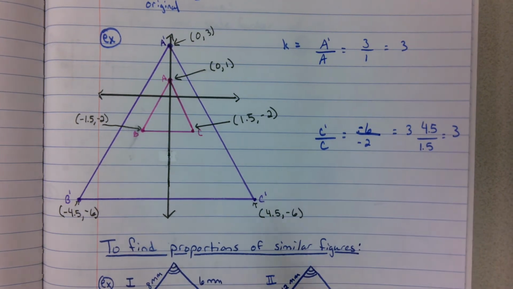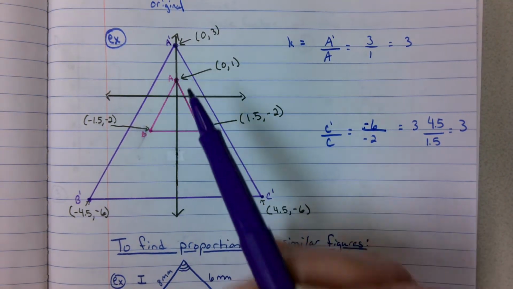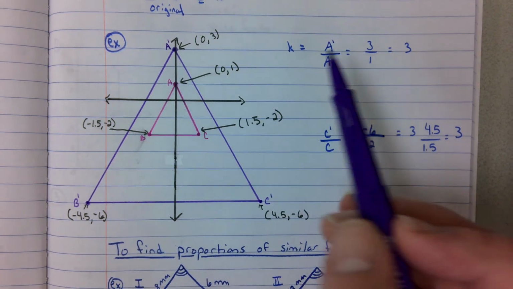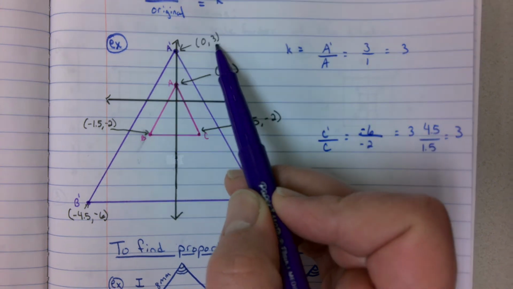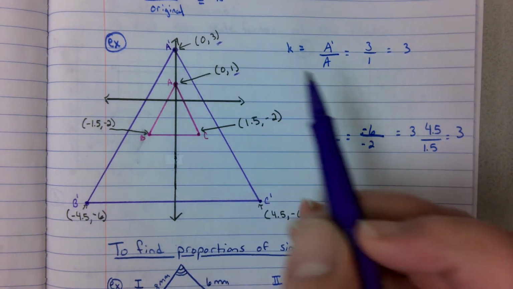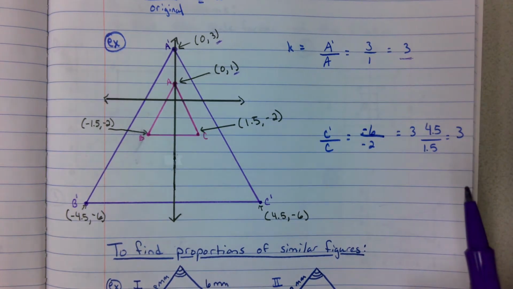So my example is, here is my ABC. This is my original, and then A prime, B prime, C prime. So I'm going to take the dimensions of my new. So I have right here 3. And then the original was 1. So I'm going to divide 3 divided by 1. So my scale factor is 3.